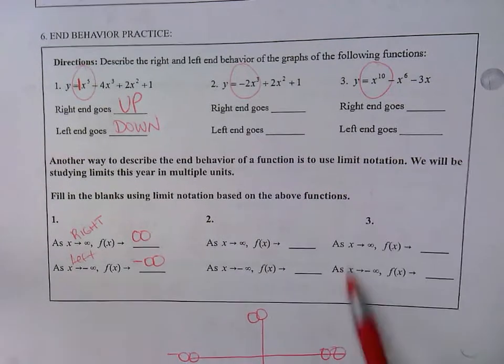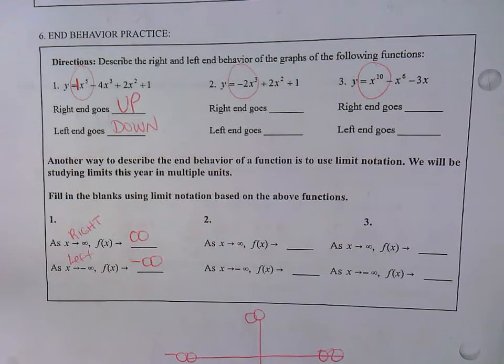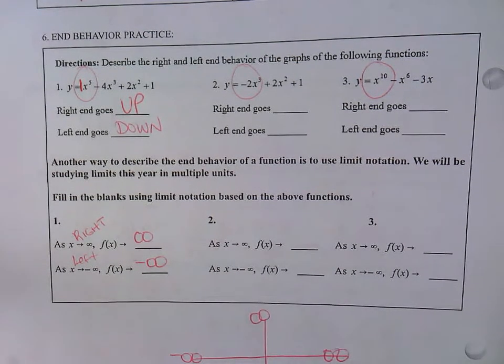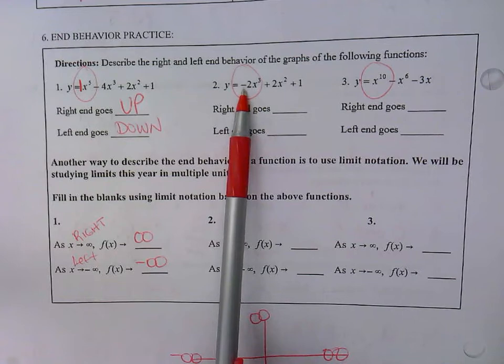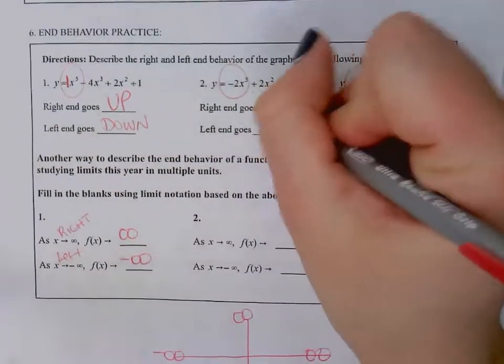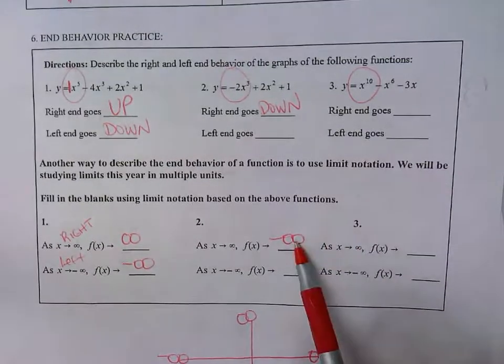Did you all try the infinity part down at the bottom as well? Just getting used to that notation. We'll see it again multiple times. So in number 2, we've got a negative leading coefficient. So the right side's going down. So that would be negative infinity down here.